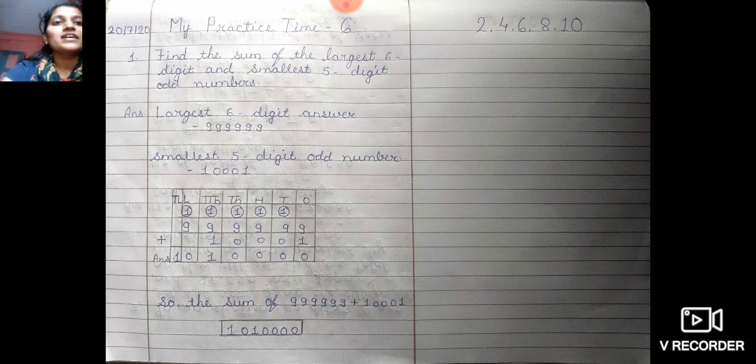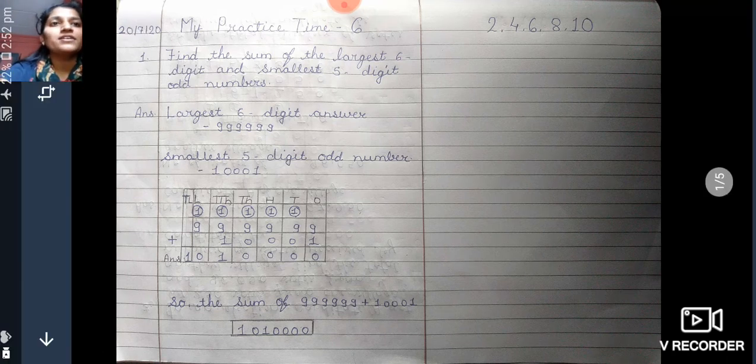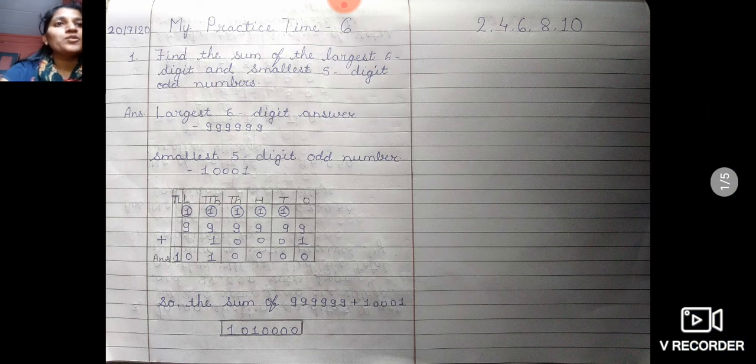So our final answer is 10 lakh 10,000. Now I hope you all have understood the first example. We just have to find the sum of the largest 6-digit and smallest 5-digit odd number. Now, students, here you can see that the first example I have written here. The second example you are going to write in this blank space.